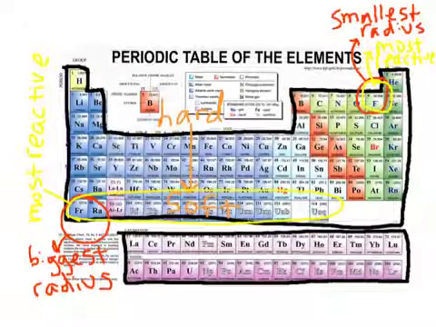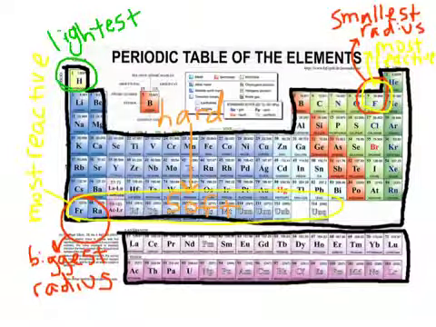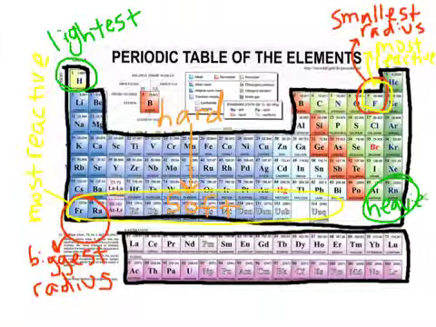Now the fourth trend we talked about was mass. And mass is going to increase both going down a group and across a period. That means that hydrogen here is going to have the least mass. It's going to be the lightest in weight or mass. And that means that down here on the bottom, radon is going to be the heaviest, because mass is going to increase going across and down.